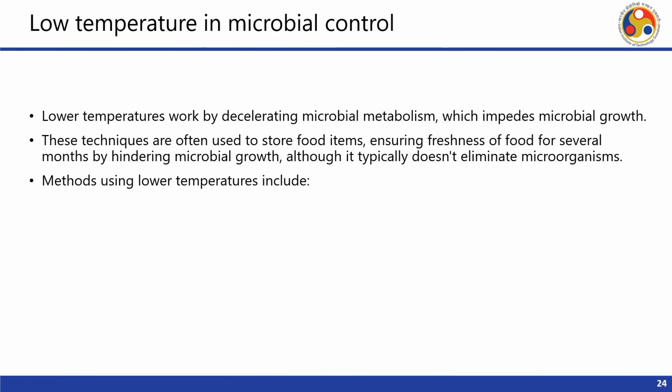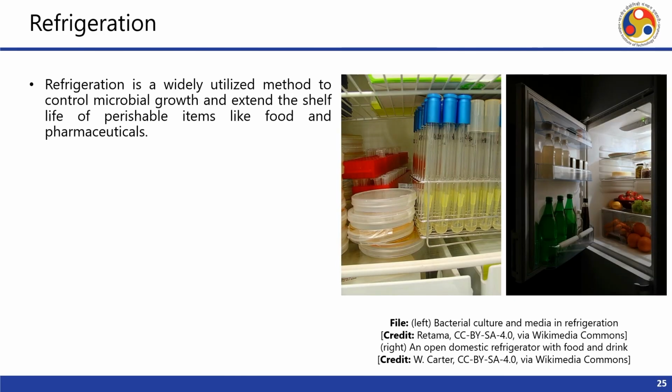So, methods using lower temperature include refrigeration, then freezing. Refrigeration is a widely utilized method to control microbial growth, and it extends the shelf life of perishable items like food and pharmaceuticals. So, here you can see bacterial culture and media which we are keeping in refrigeration in the first picture. Then we see this domestic refrigerator with food and drinks.